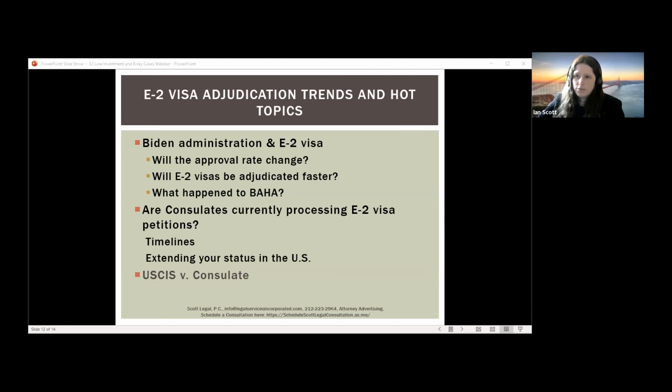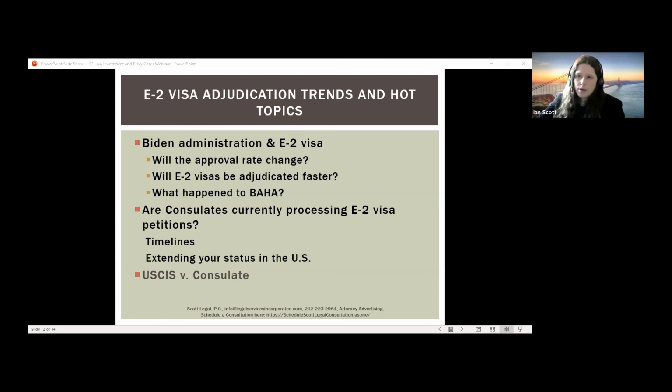And over time, last year, in 2021, there was a period where the consulates in Turkey weren't accepting new E-2 visa applications. Now they are accepting them. So, the trend has generally been positive, but there are still definitely delays at many consulates. And things are really not back to where they were prior to the pandemic.